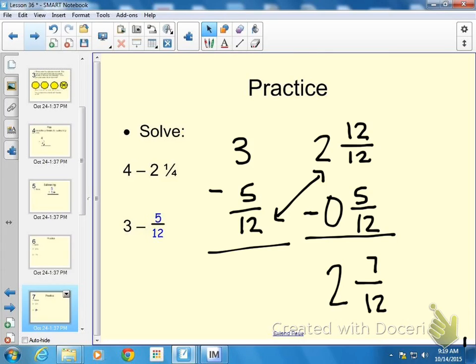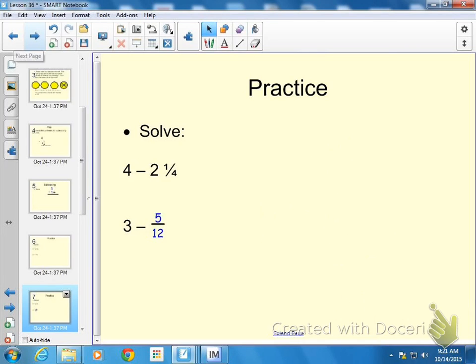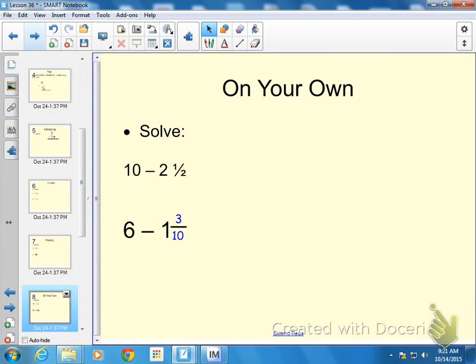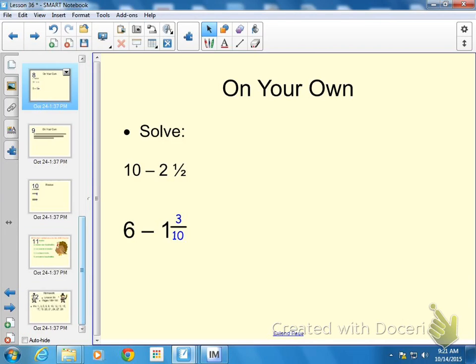Okay, so what do y'all think? Are we good? Okay, let's move on to the next one. Let's do this one together. Another example. Go ahead and put in your notes. Whoops. Let me get my pen.